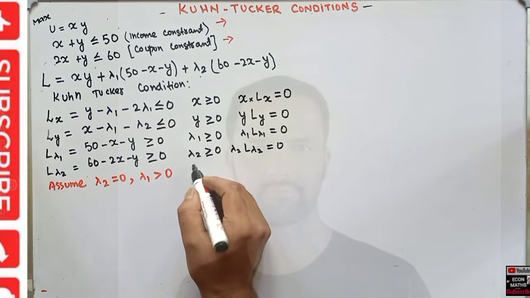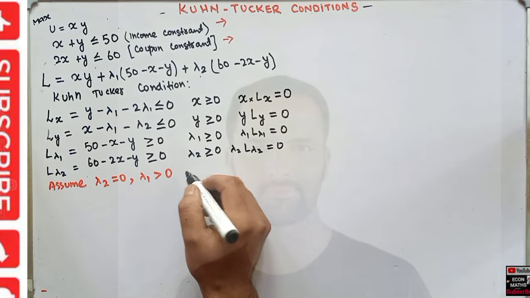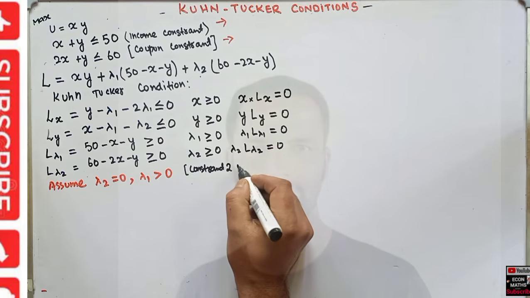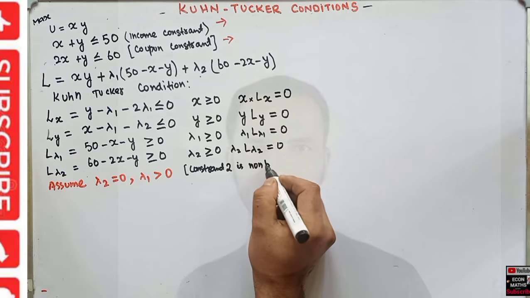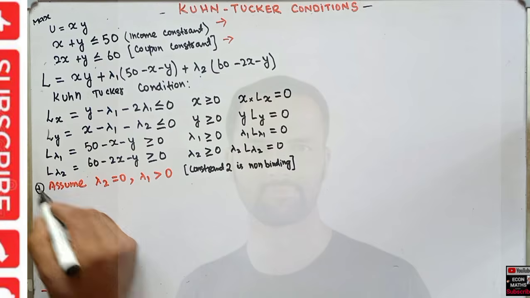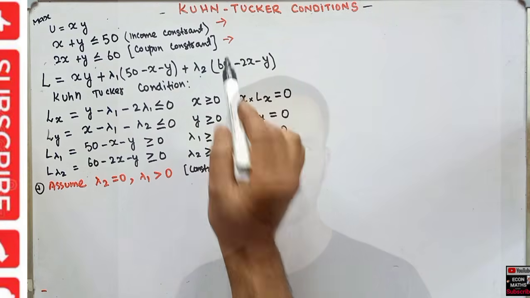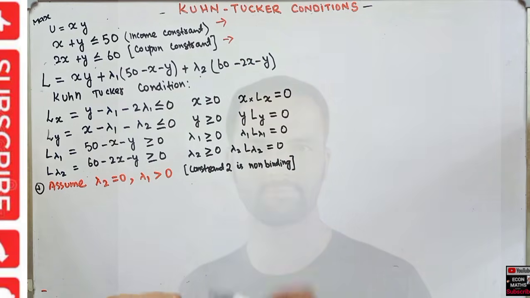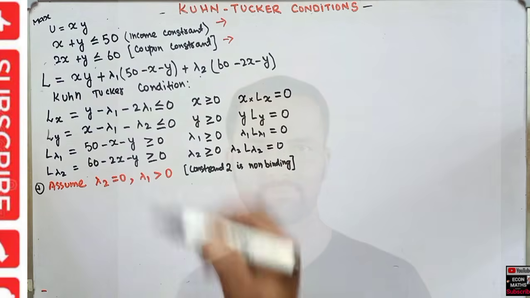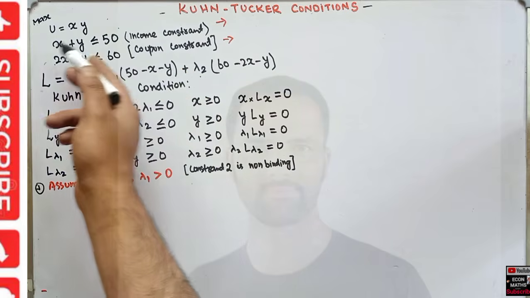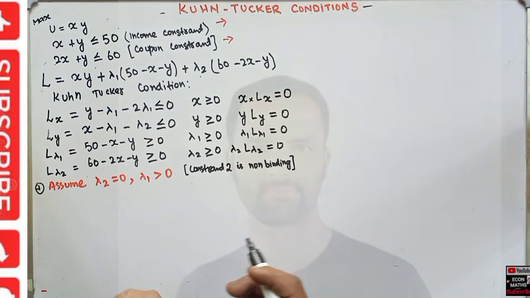Or we say that this lambda 2 is equal to 0, that means constraint 2 is non-binding. Constraint second is non-binding. Okay, so what will happen? I am just giving you the steps. First step is we assume the second constraint is non-binding, or what we say is that we ignore this coupon constraint and we only care about the income constraint. Okay, so we assume that we don't run short of the coupons, and we solve for the budget constraint. Okay, so what will happen then?